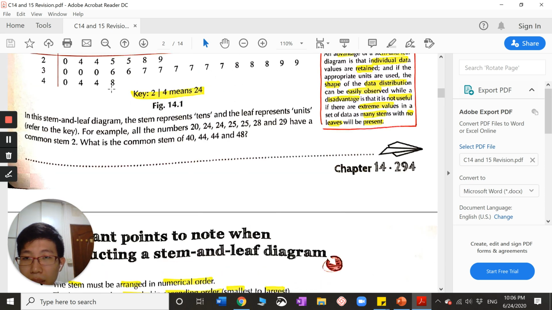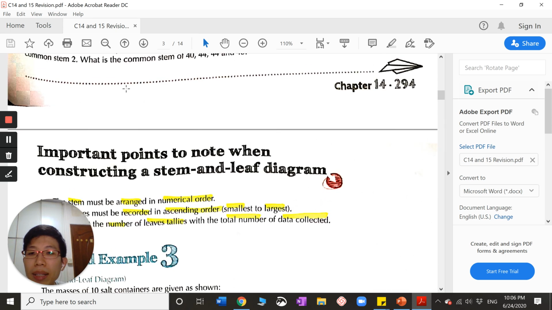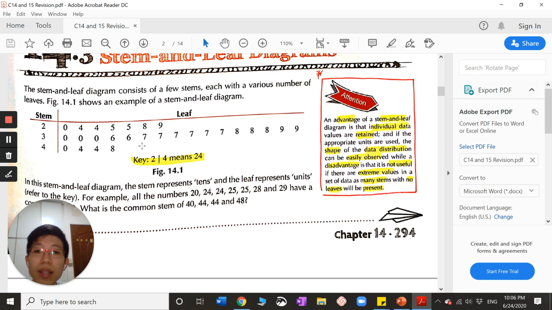As you can see over here, 48 is at the most right side. And you also need to check whether the number of leaves corresponds to the total number of data given in the question. If you realize that the total number of data you wrote down in the leaves doesn't tally with the total number given in the question, that means you might have missed out some value. So it's always good to check the stem and leaf diagram, because these are free marks. As long as you do it systematically, you can get the marks easily.